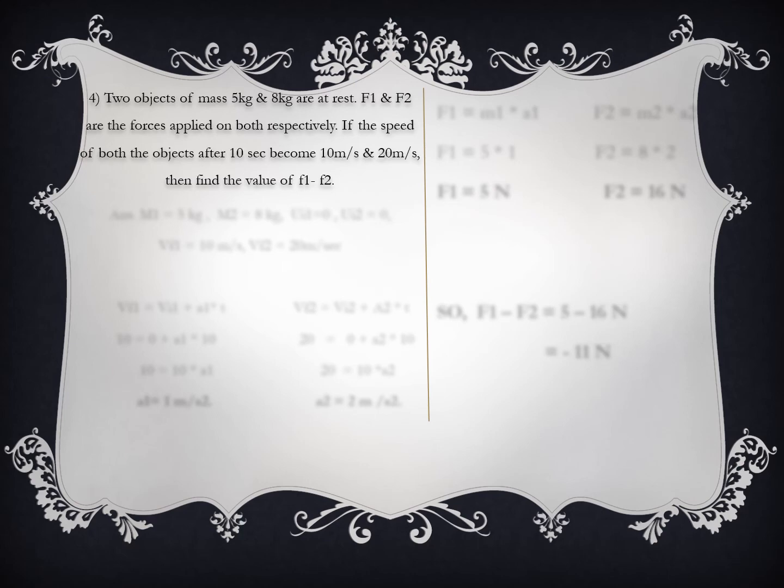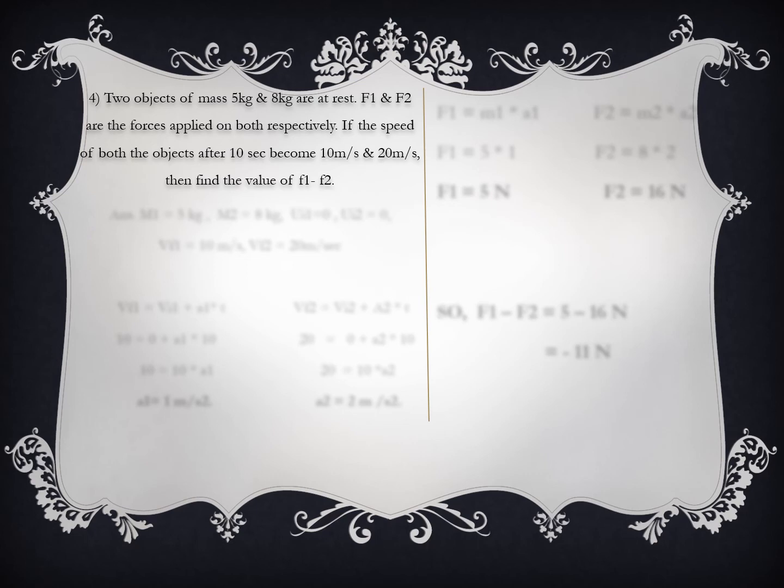Now, the last problem is: two objects of mass 5 kg and 8 kg are at rest. F1 and F2 are the forces applied on both respectively. If the speeds of both objects after 10 seconds become 10 meter per second and 20 meter per second, then find the value of F1 minus F2. So now again I will highlight the given data.